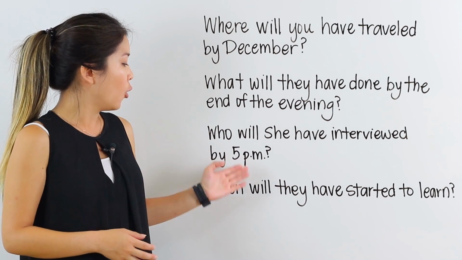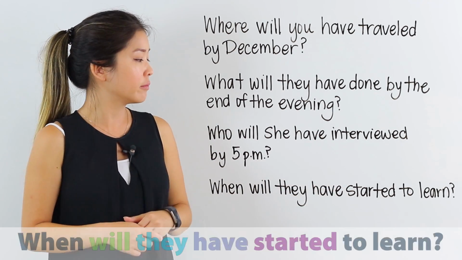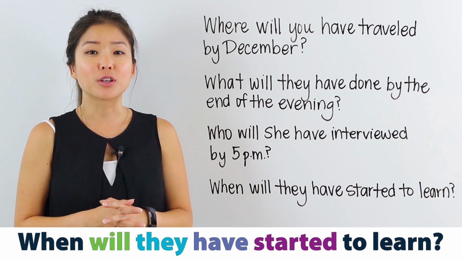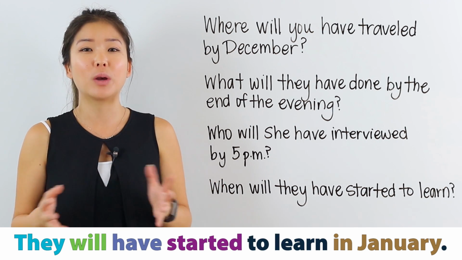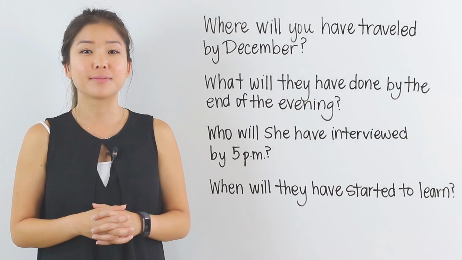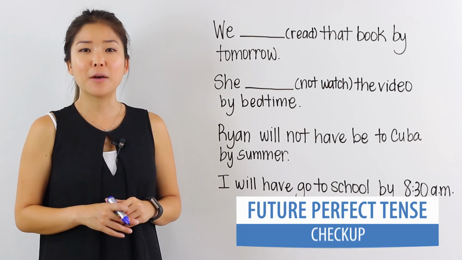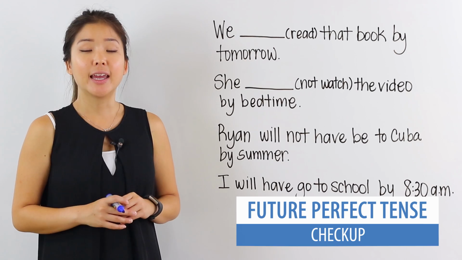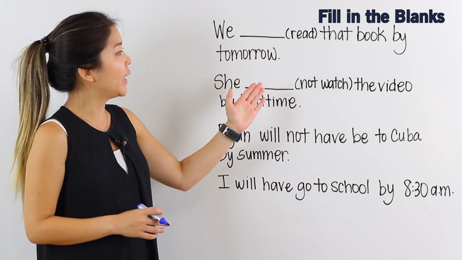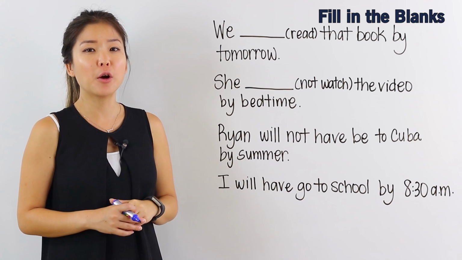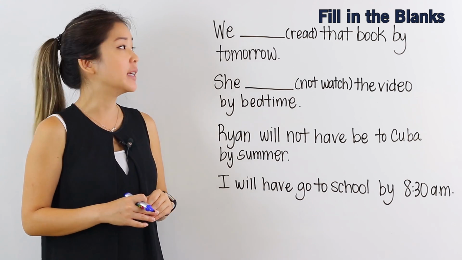And finally, when will they have started to learn? One way to answer this question is to say they will have started to learn in January. Let's move on. Let's start this checkup for the future perfect tense. Take a look at the first sentence. It says, we blank that book by tomorrow. The verb to use is read.